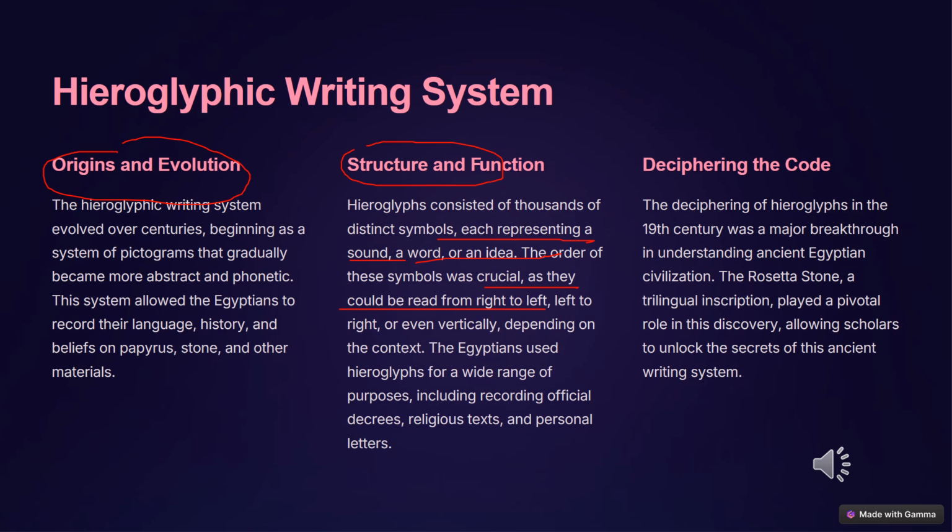Finally, we look at deciphering, how to decipher the code. The deciphering of hieroglyphs in the 19th century was a major breakthrough in understanding ancient Egyptian civilization. The Rosetta Stone played a pivotal role in this discovery, providing scholars with the keys to unlock this ancient writing system.